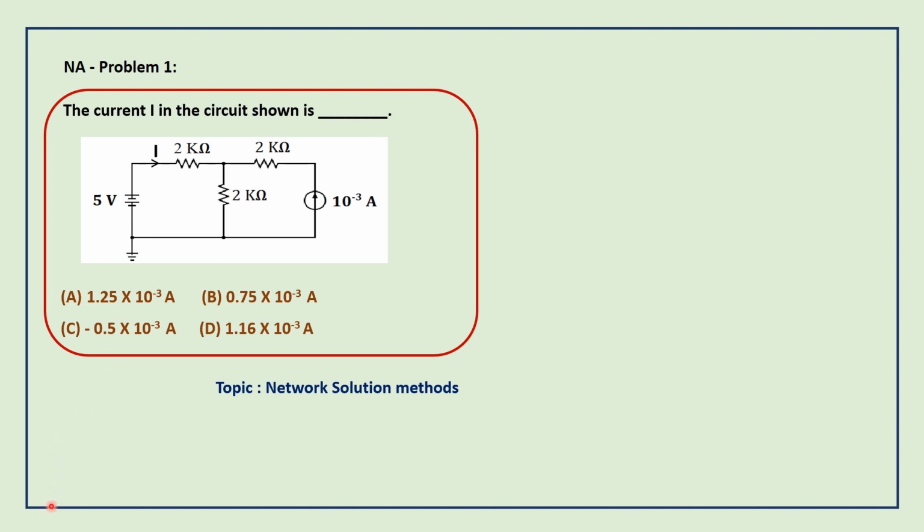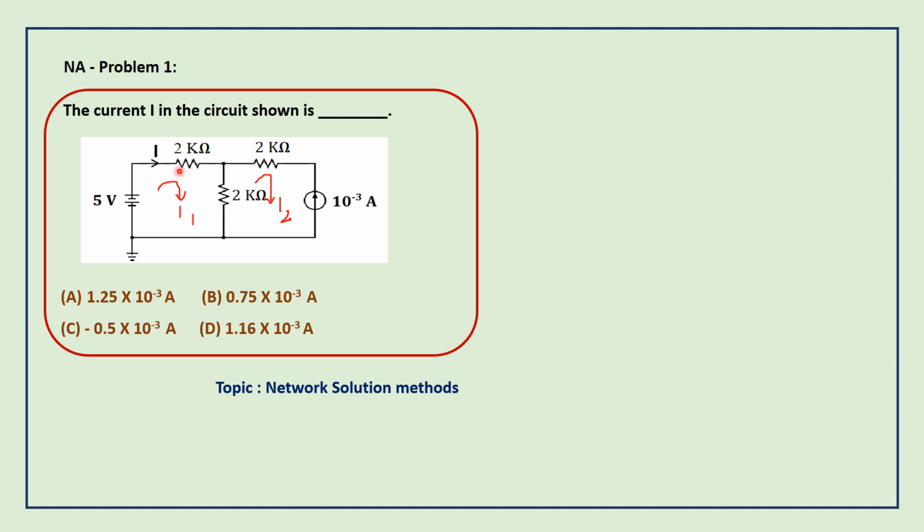We can take the loop itself. Here I am assuming the current for the first loop is I1 and for the second loop is I2. So I am going to write the equation for loop 1 and loop 2. Loop 1 consists of a voltage source and 2 kilo ohms, and another 2 kilo ohms.